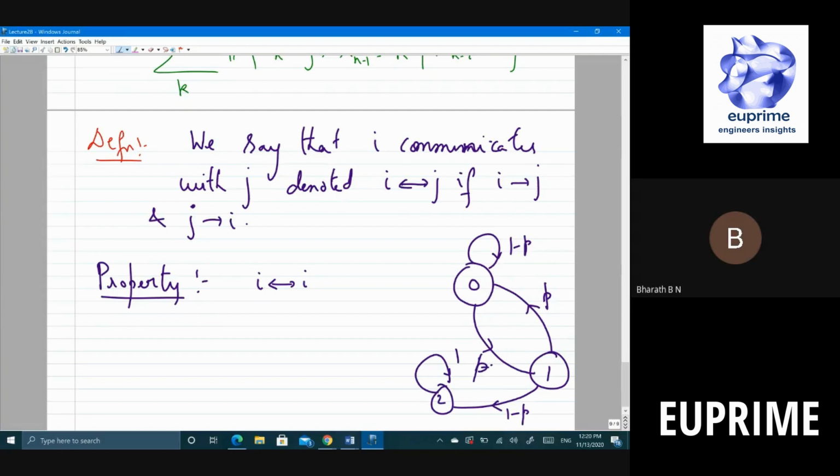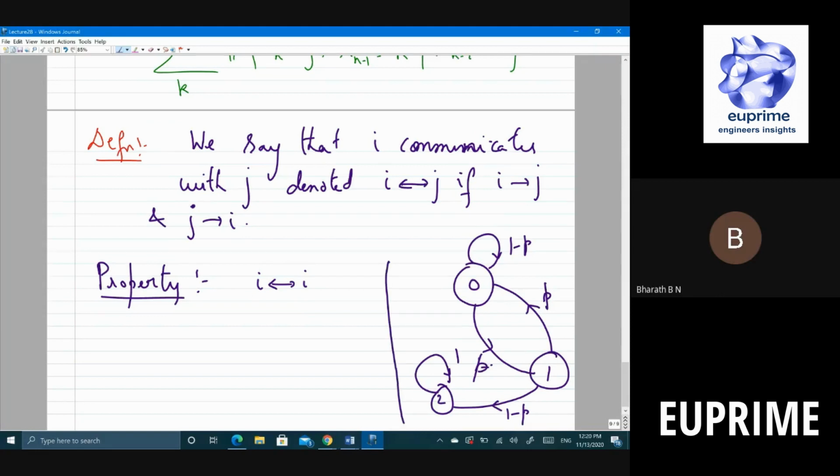What can you say about this? From 1 to 2 there is a non-zero probability. If I am in state 1, there is some non-zero probability that I can go to state 2. But there is no return from state 2. The moment I reach state 2, I cannot come to 1. So from 1 to 2 there is a path, but from 2 to 1 there is no path. Is this fine? State 2 is called an absorbing state, because the moment you go to 2, you'll stay there forever.